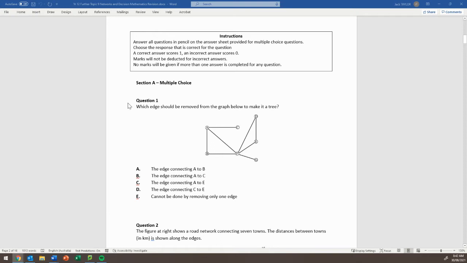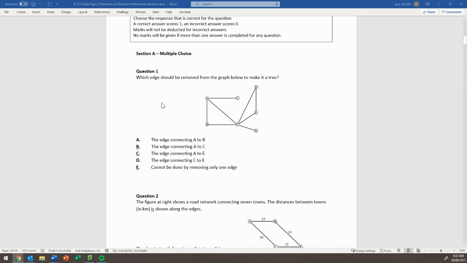Alright, so with this one there's typically questions like this, understanding what defines a tree. In this one, which edge should be removed from the graph below to make it a tree. So for this one you need to understand the definition of what a tree actually is, in that it cannot have any multiple edges or circuits. Here we can see two circuits, so A, B, and F make one, as well as F, D, and E. That tells me that two edges would need to be removed to make this a tree.